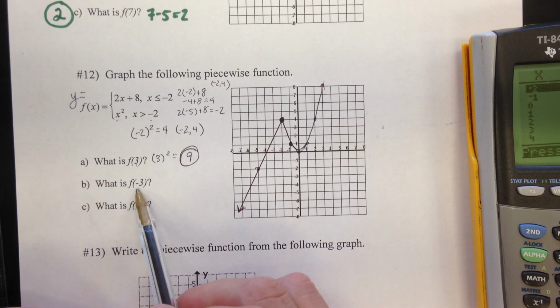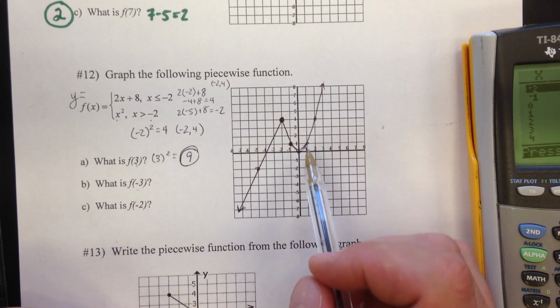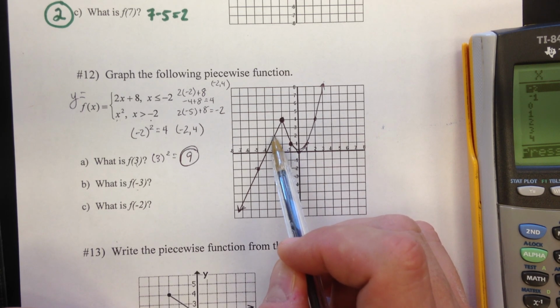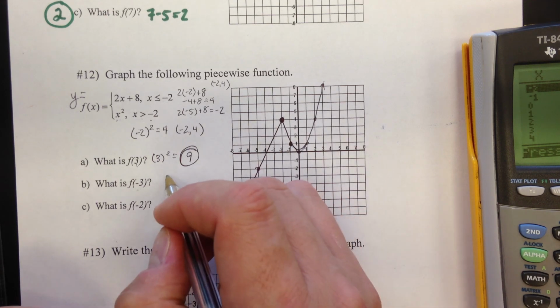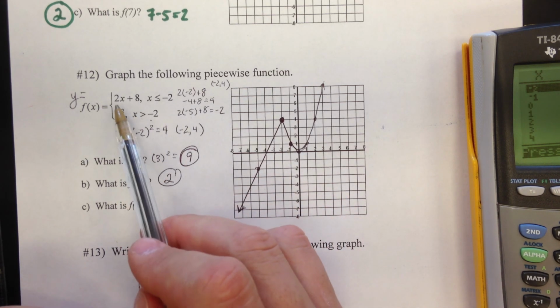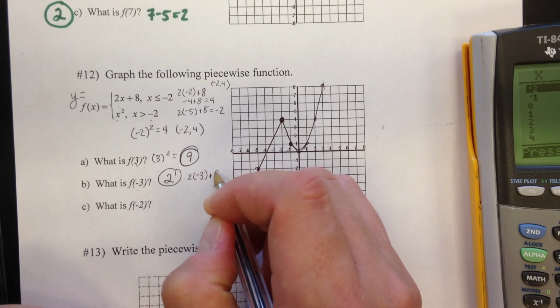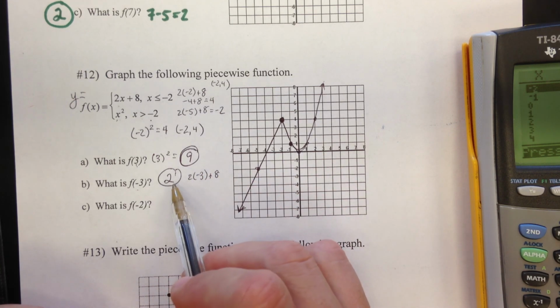What is f of negative 3? Well, f of negative 3 was the first piece of the function, negative 3 comma 2. And if I put a negative 3 in for x, if I do 2 times negative 3 plus 8 and work that out, I get positive 2.